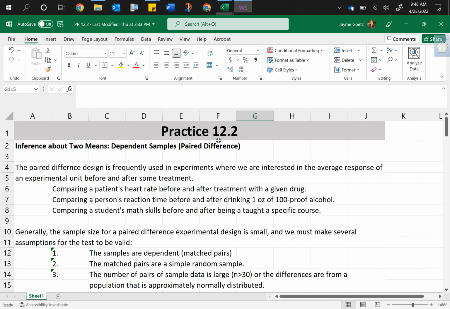All right, so now we're going to talk about practice 12.2. This is about inference about two means in dependent samples. It's also called the paired difference.